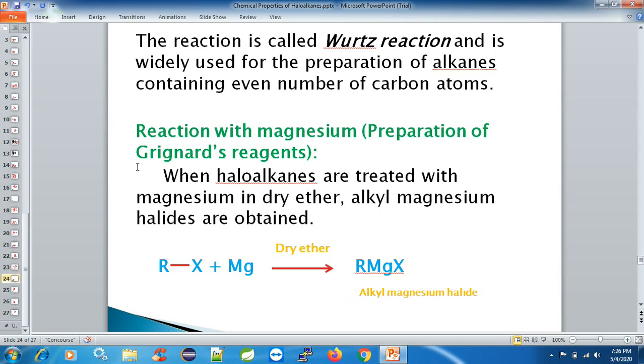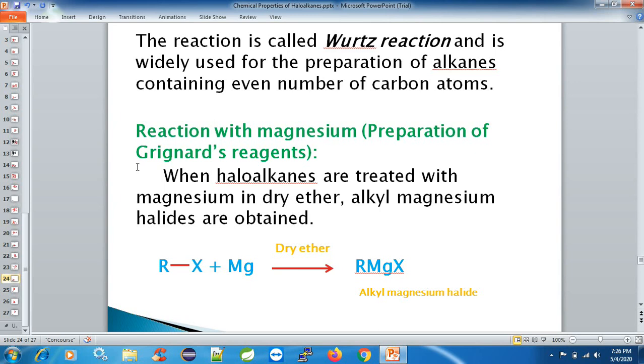This reaction is known as Wurtz reaction, and is widely used for the preparation of alkanes containing an even number of carbon atoms. So this is all about the reaction of haloalkanes or alkyl halides with sodium metal.